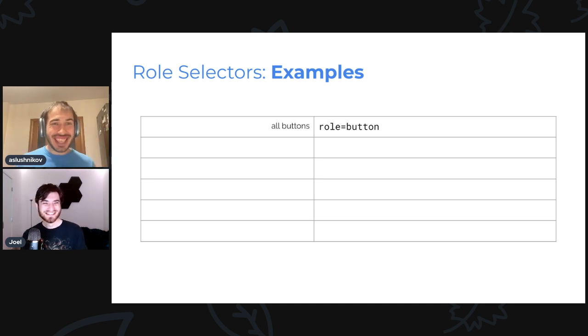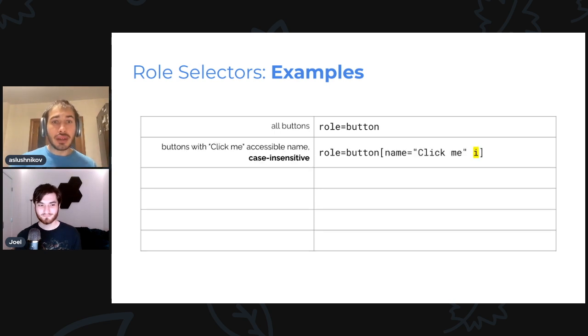I want to give you a few examples of the different syntax you can use with the new role selector engine. This will select all the buttons. You can also select using the accessible name, and for this you have name equals click me, for example, an attribute selection. The accessible name can come from text content or maybe a title attribute. That's how accessible name is generated, but the rules are a little more involved.